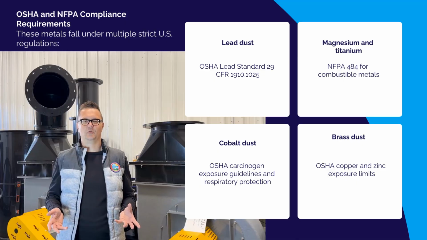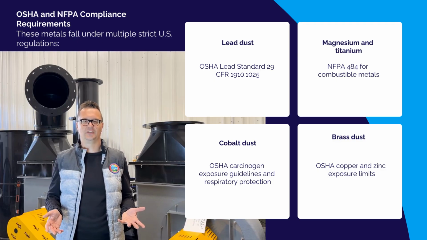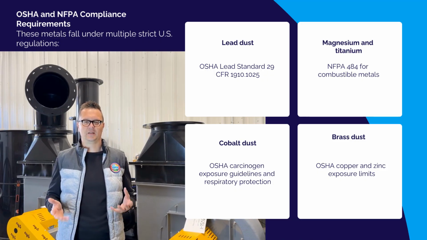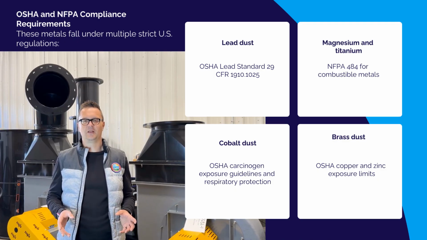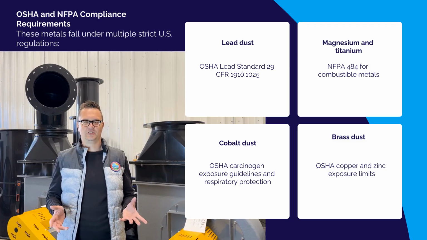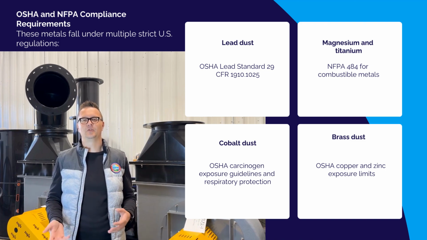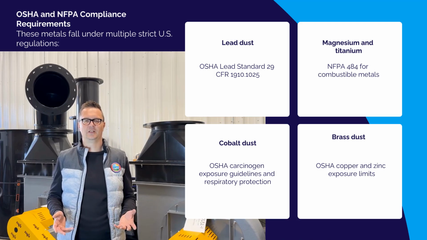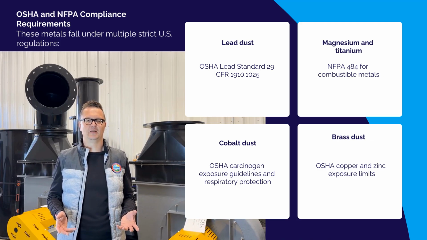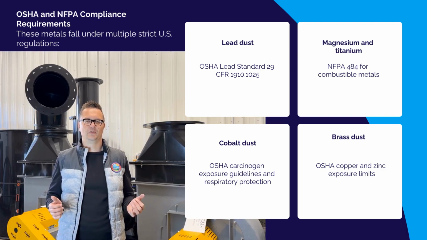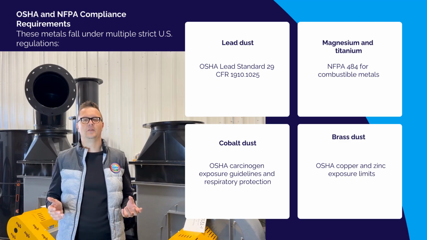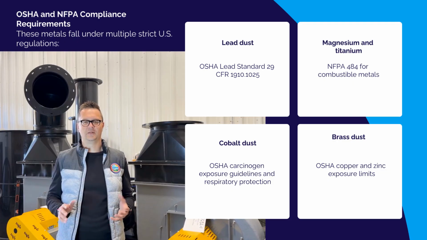OSHA and NFPA compliance requirements. These metals fall under multiple strict U.S. regulations. Lead dust, OSHA lead standard 29 CFR 1910.1025; magnesium and titanium, NFPA 484 for combustible metals; cobalt dust, OSHA carcinogen exposure guidelines and respiratory protection; brass dust, OSHA copper and zinc exposure limits. Additionally, first, housekeeping must prevent dust accumulation. Second, explosion isolation may be required for combustible metals. Third, fourth, proper respirators must be provided when engineering controls are not enough. Fifth, HEPA filtration is mandatory for lead and cobalt.